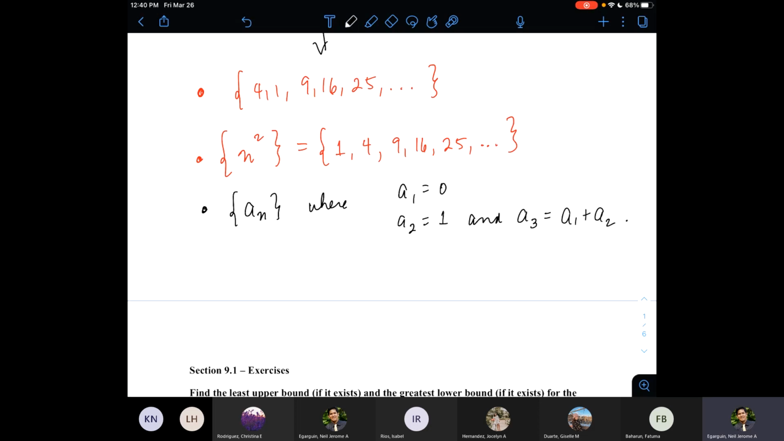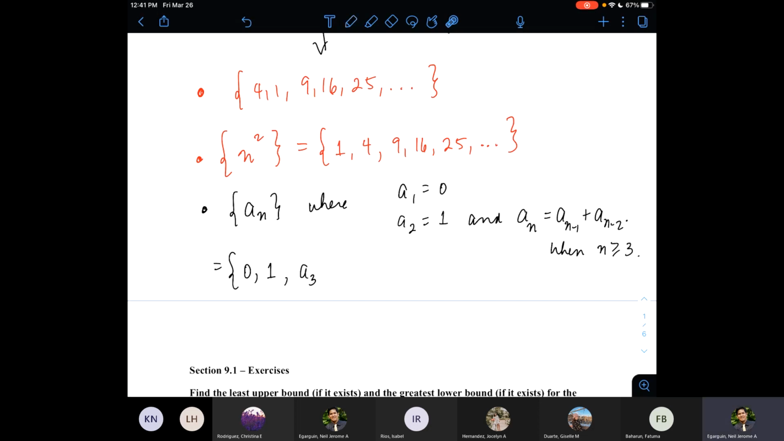Okay. So if you want to get the list of elements of this sequence A sub n, what is A1? A1, according to the definition, is 0. And then A2, according to the definition, is 1. But we need A3, so how will A3 look like? Well, sorry, this should be A_n equals A_(n-1) plus A_(n-2), when n is greater than or equal to 3.